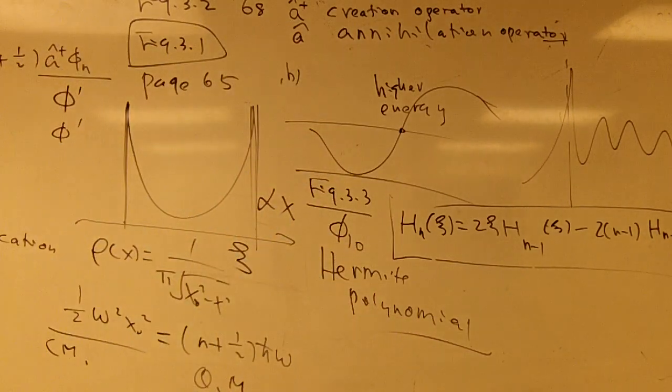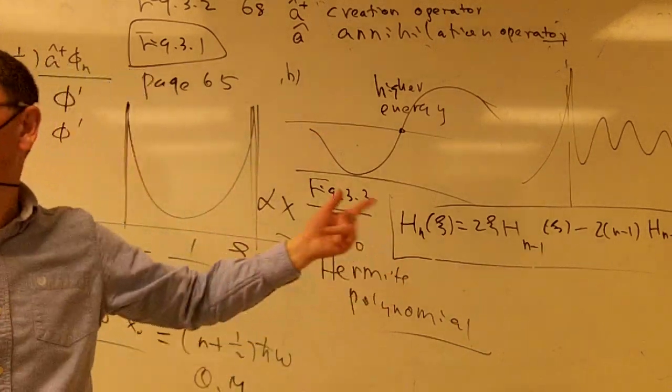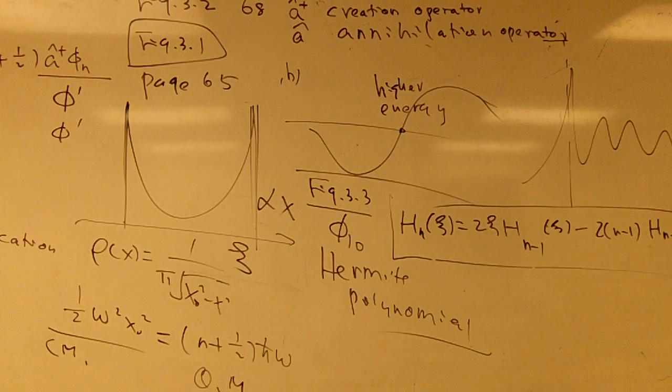Oh, I ran out of time quite a bit. Any questions before I move on to the next part? So we showed you how we get these eigenvalues and these eigenfunctions and the probability density, and that's almost the end of it.